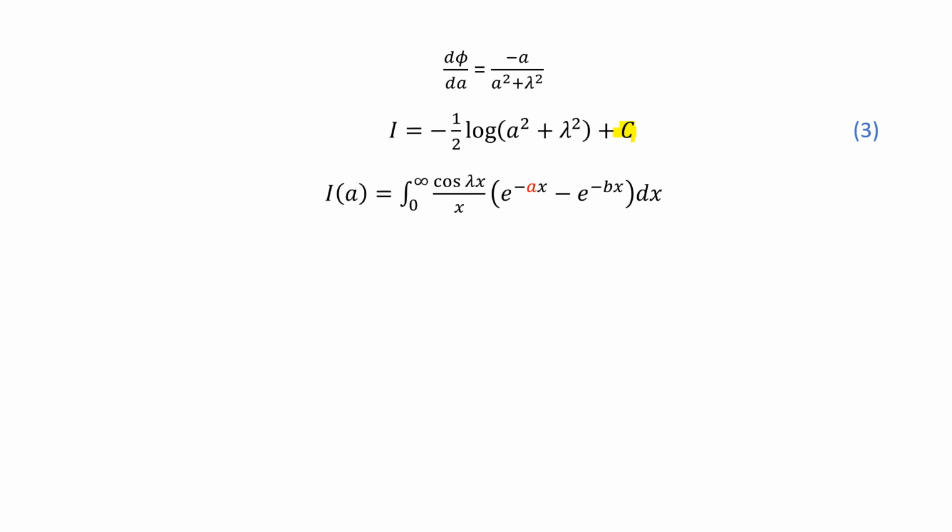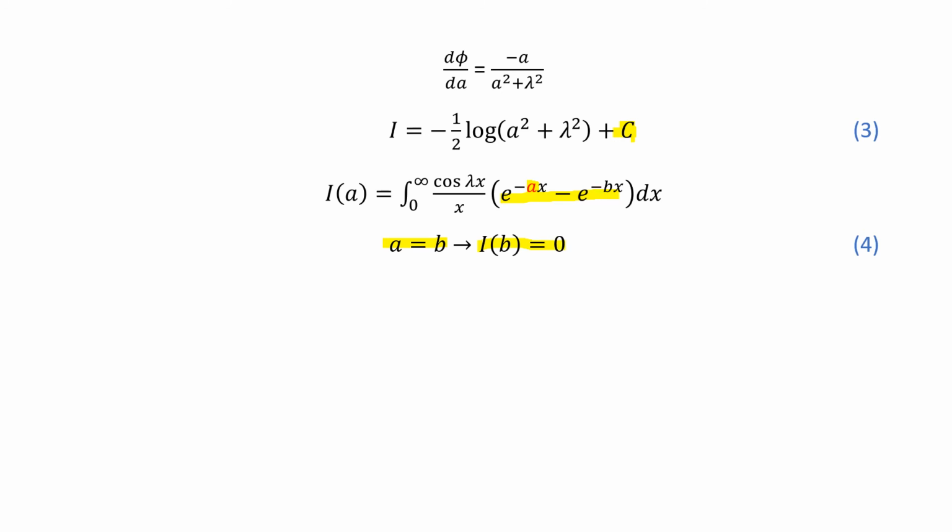Now here again we have to think what we can put for a, so that we will get the I value easily. So here we can easily say that if we put a equal to b, then it will be e raised to minus bx minus e raised to minus bx. So the value of this bracket will be 0, and hence your I value will be 0. So we got here the condition that a equal to b, then I of b equal to 0.